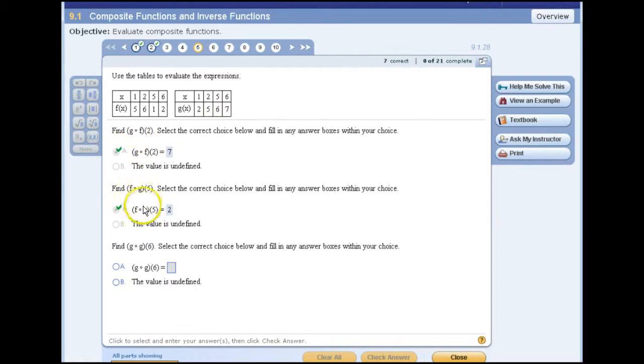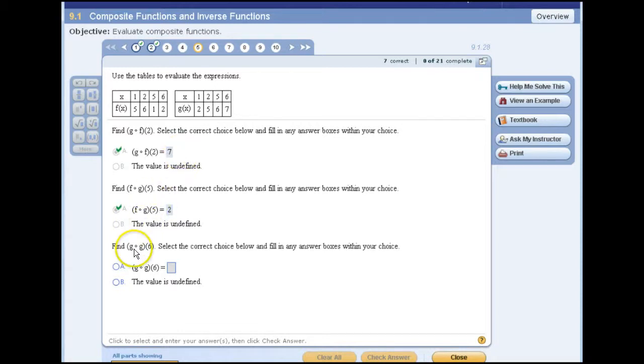Now here, it's saying F circle G. So we look for G first, where the value is 5. So there's G. The value is 5 right there. We then go, the result is 6. We then go to our F, where 6 is, and then we get a 2. And that's what we put in, and that is correct.